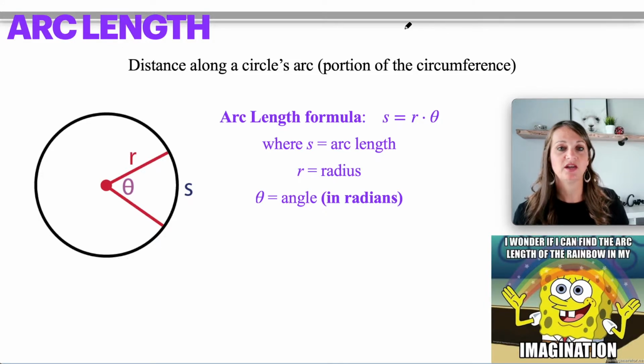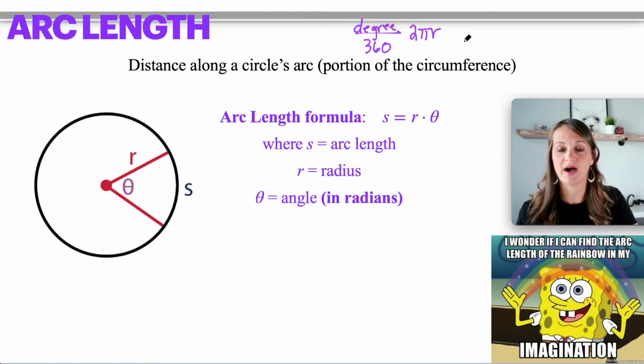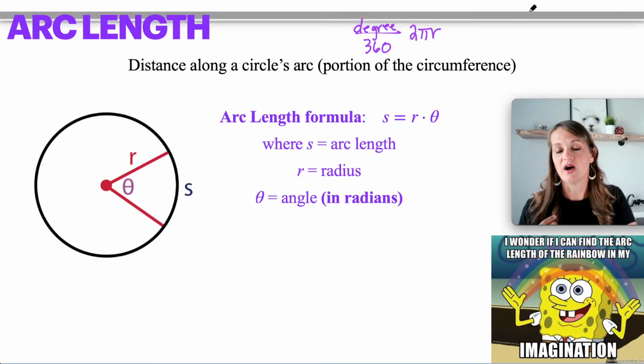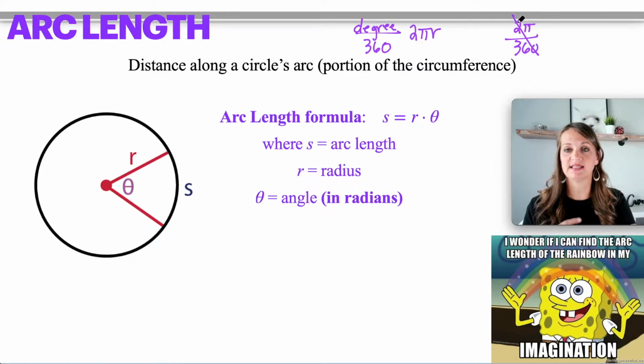Now, in geometry, we learned that the arc length is going to be the degree divided by 360 times the circumference, 2 pi r. Well, because we have already learned the conversion factor of pi in 180 degrees, we know that 2 pi is the conversion factor of 360 degrees. So what we're now going to learn is if you take the 2 pi and 360, it turns it into the radian, and we're going to multiply that radian times the radius.